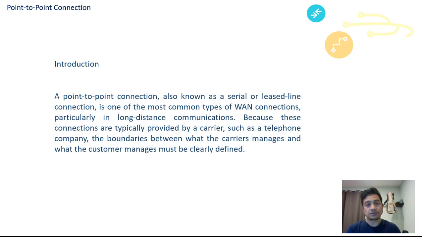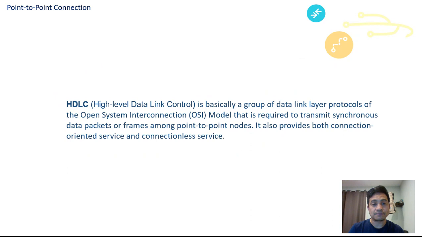Okay, a point-to-point connection, also known as a serial or leased line connection, is one of the most common types of WAN connection, particularly in long distance communication, because these connections are typically provided by a carrier, such as a telephone company. Boundaries between what the carrier manages and what the customer manages must be clearly defined. Okay, let's start with HDLC.